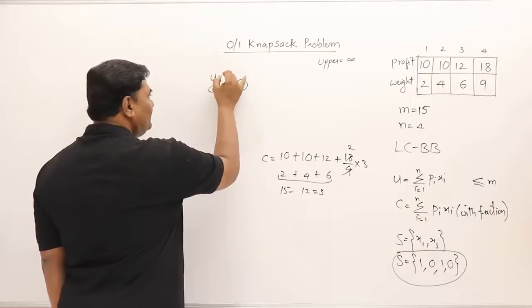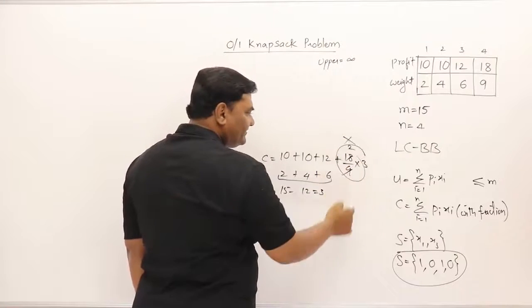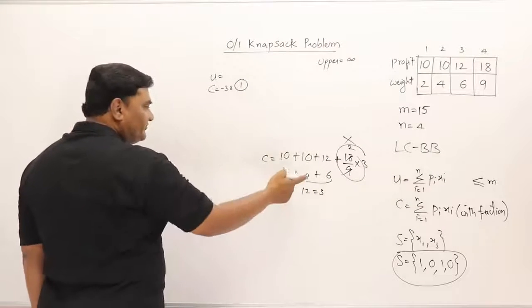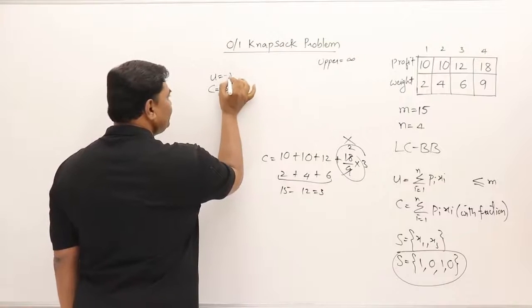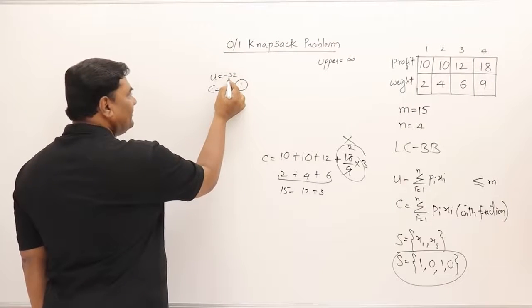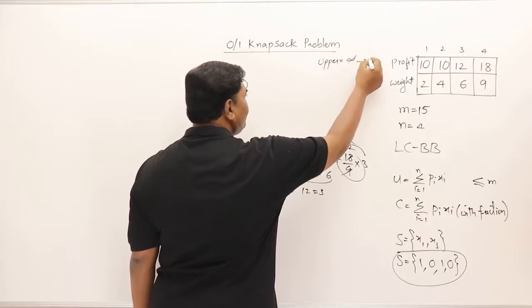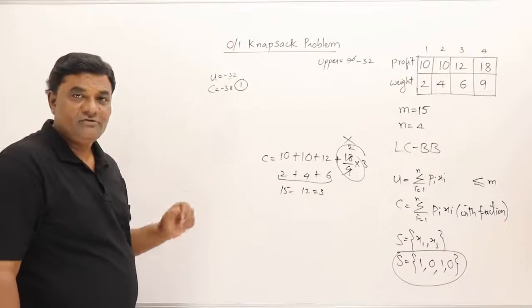Now what is the upper bound? I should take the same way, but don't include fraction. See, the cost was with fraction and the upper bound is without fraction. So if I take this same thing, 10, 20, 32. So this is minus 32. And I got an upper bound that is smaller than infinity. So let us change this to minus 32. This is the first node.